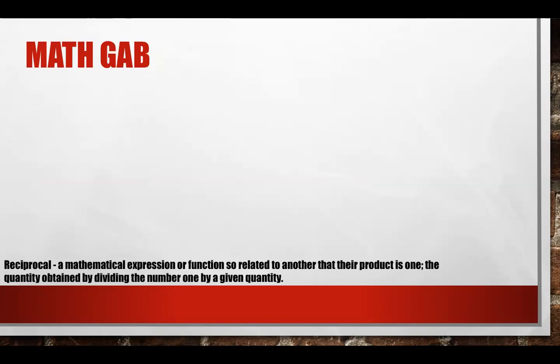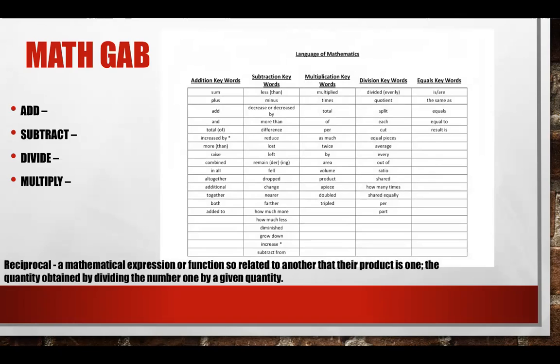Some math gab. Reciprocal, that's pretty much it. Reciprocal: a mathematical expression or function so related to another that their product is one. The quantity obtained by dividing the number by a given quantity. So we need to make sure we can add, subtract, divide, and multiply. But there are some keywords that we should probably review just so that we stay on task. So let's quickly review this language of mathematics.